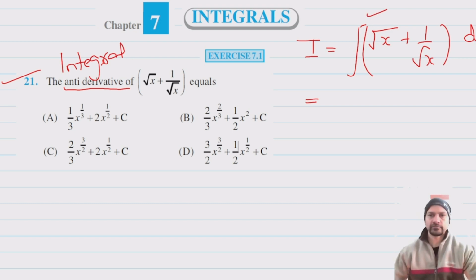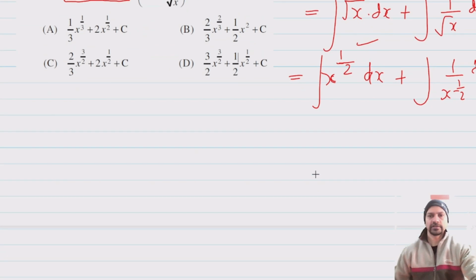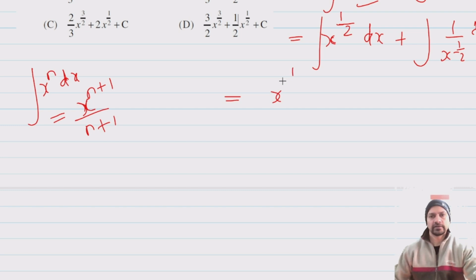And for this, let's separate these terms. This is 1 upon root x, and we know that root x can be written as x raised to the power half, as an exponent, into dx. And for this we can use the formula: the integration of x raised to the power n is x raised to the power n plus 1 upon n plus 1. This gives us half plus 1 upon half plus 1. Using the law of exponents, it is now x raised to the power minus half.